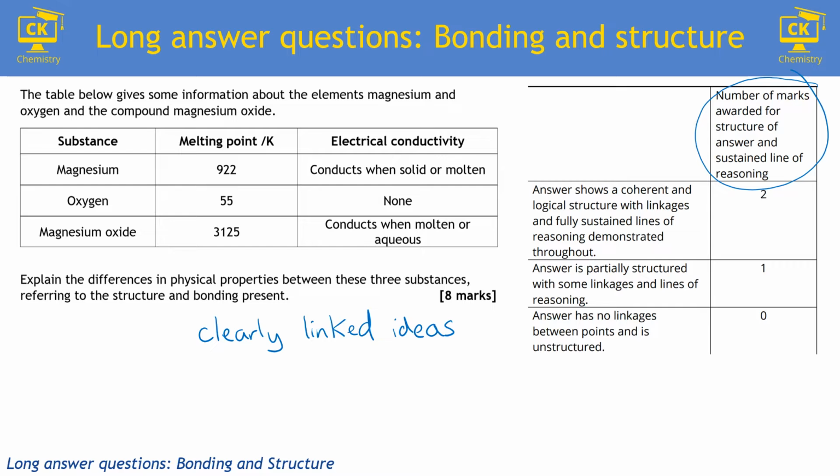Firstly, you could focus on the properties separately. So you could go, right, I'm going to talk about melting point first. I'm going to talk about magnesium, oxygen, then magnesium oxide. Then I'm going to talk about electrical conductivity.